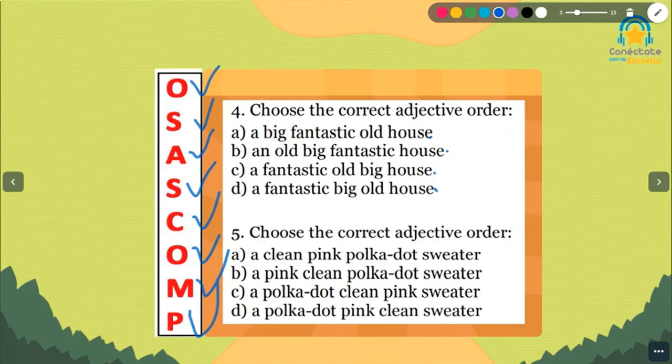D, very good. A fantastic old big house. Congratulations. The last one. Choose the correct adjective order.